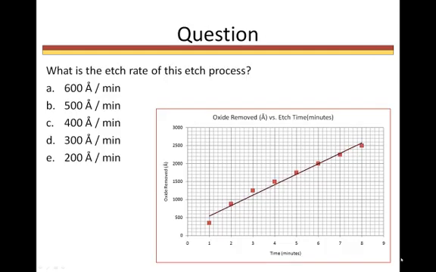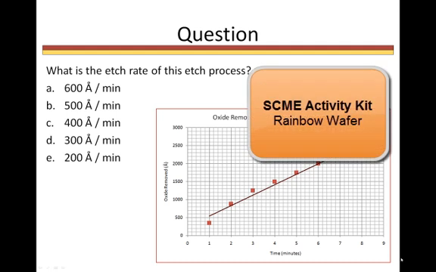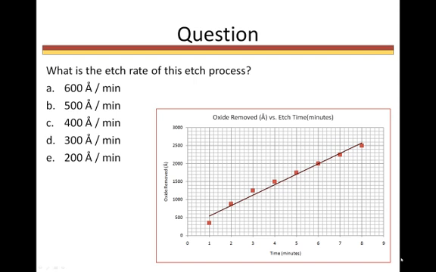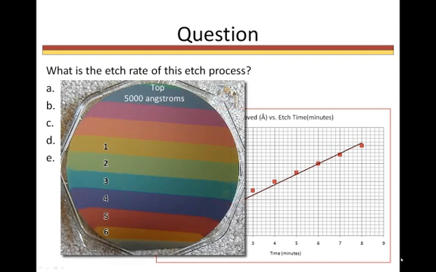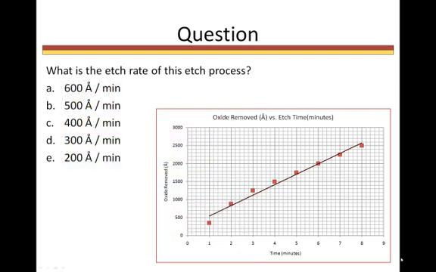Now let's take a look at etch rate. In the SCME Etch Learning Module, we have an activity that is supported by a kit called the Rainbow Wafer. One part of this activity is to estimate at least 6 oxide thicknesses on a wafer, graph the relationship of the amount of oxide removed, or the oxide thickness, versus time, and calculate the etch rate.